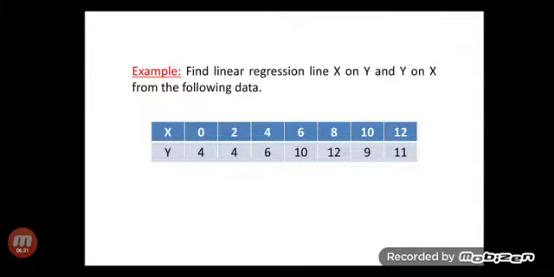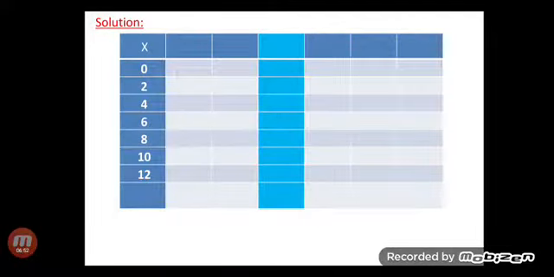Now let us take an example. Find the linear regression lines x on y and y on x from the following data, where x is given as 0, 2, 4, 6, 8, 10, 12 and y is given as 4, 4, 6, 10, 12, 9, 11. Now we put this information in a table where in the first column we have variable x. First we sum up the values of x, and we get summation x equal to 42.